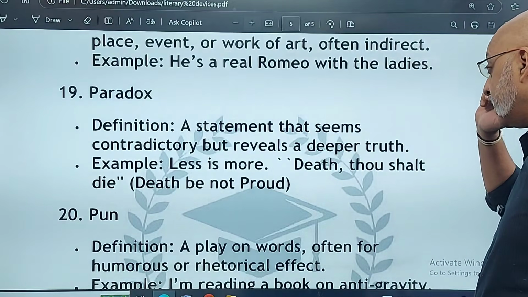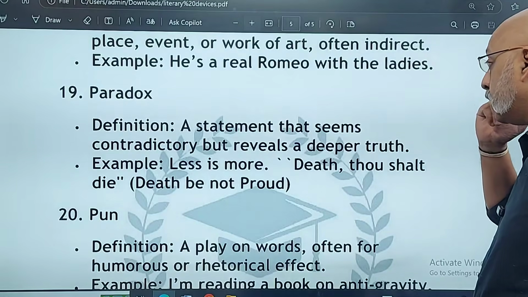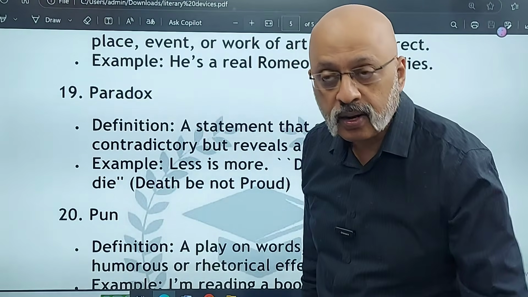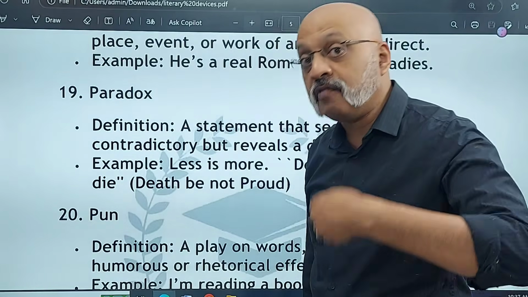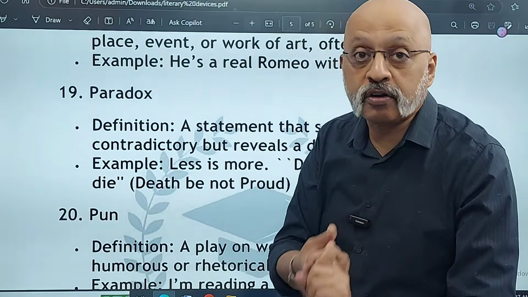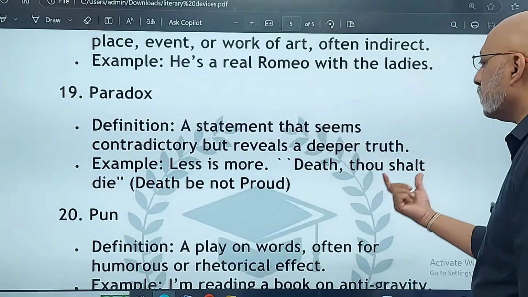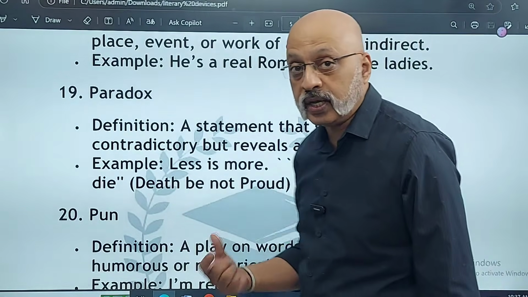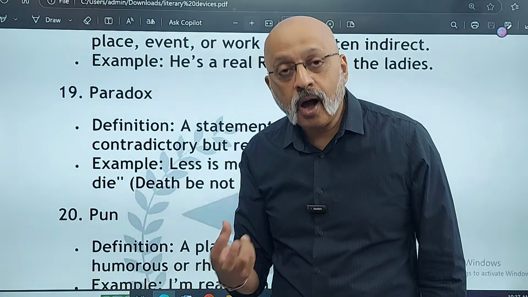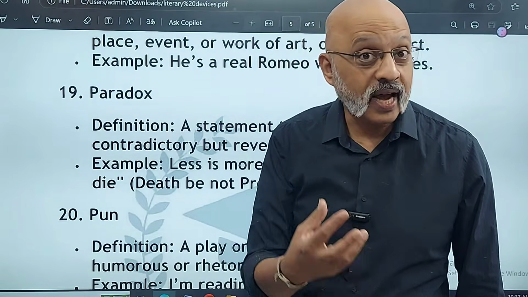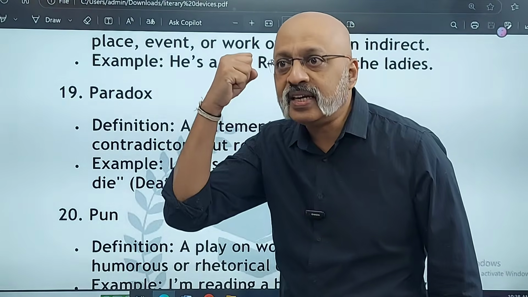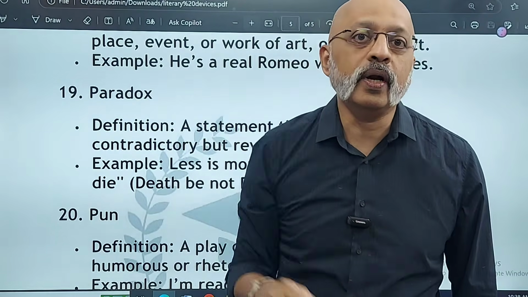Paradox is a statement that seems contradictory but reveals a deeper truth. Less is more. So you are conveying a very deep meaning by using two words which are otherwise contradictory to each other. Death, thou shalt die, in the poem Death Be Not Proud. How will death die? It has a very deep meaning because he's confronting death, saying that death, even you will die.